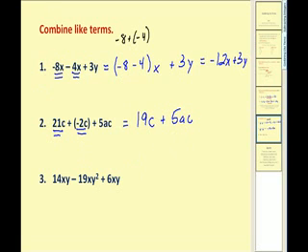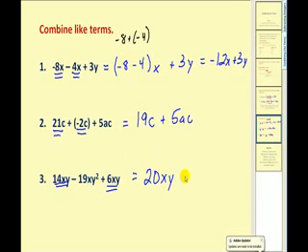On the last problem, we identify 14xy and 6xy as like terms, so we can combine those again by adding the coefficients. 14 plus 6 would give us 20xy, and then this term cannot be combined with the other terms, so we leave it as 19xy squared. I hope that quick review helps.